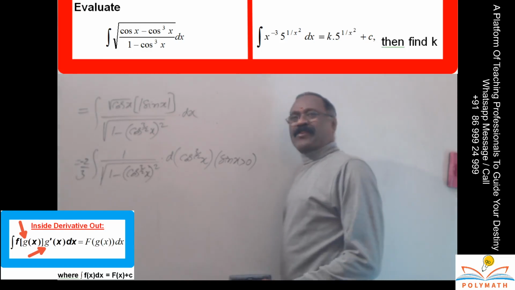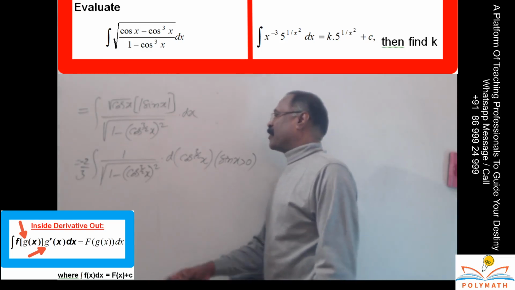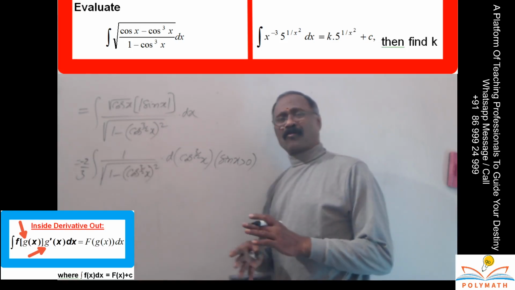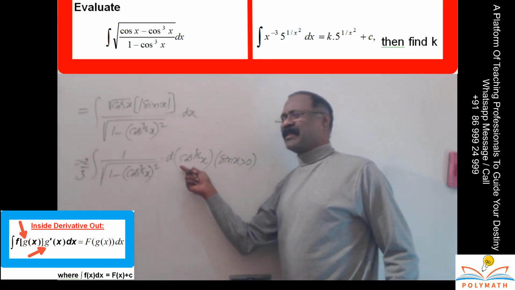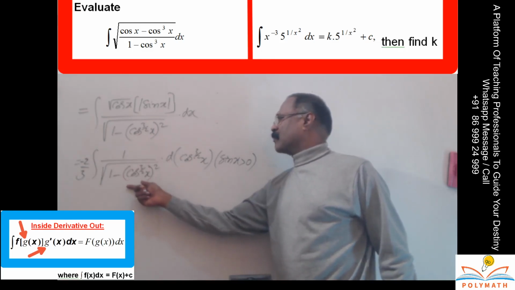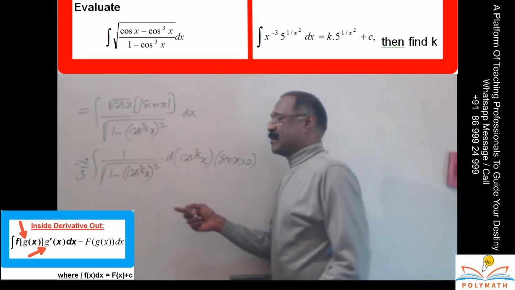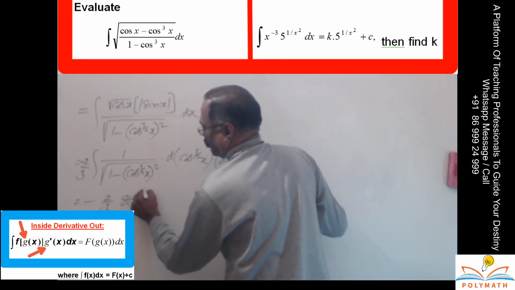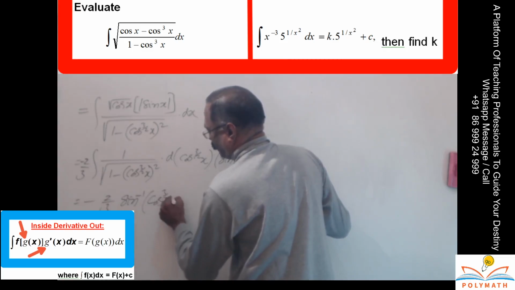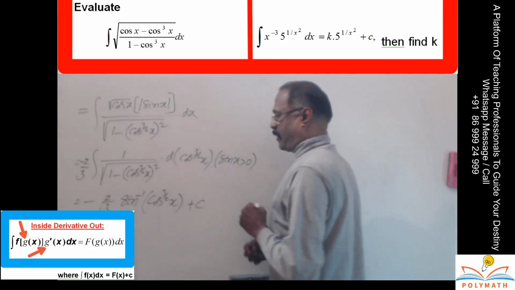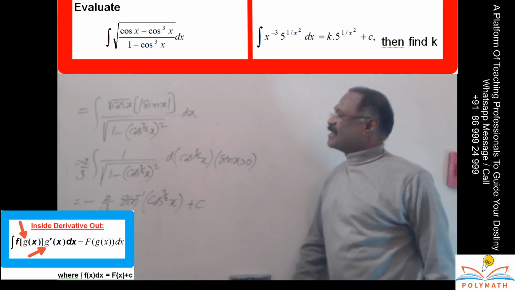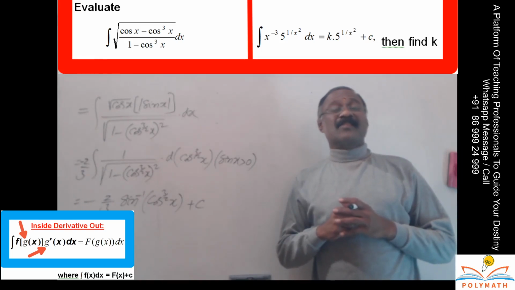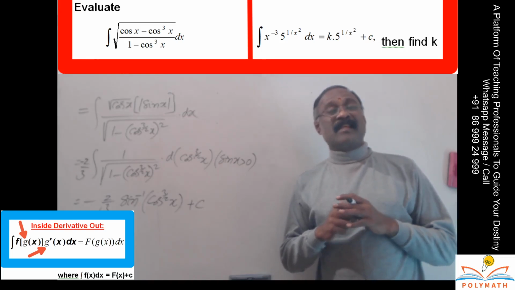Now it has come to the form of integral 1 upon root over 1 minus x square dx, which is nothing but sine inverse x. So the answer is sine inverse of cos to the power 3 by 2 x, plus c. That's it. Done. See how few steps I wrote. So you have to think in that way to solve integration problems easily.